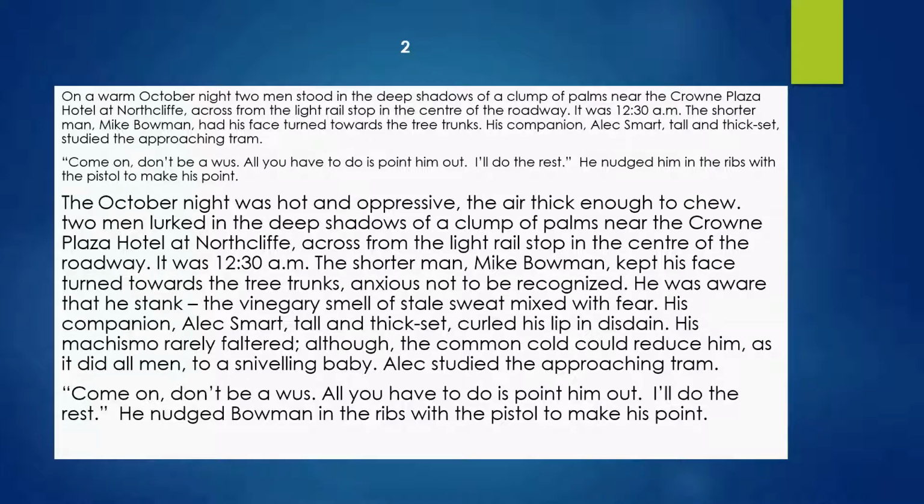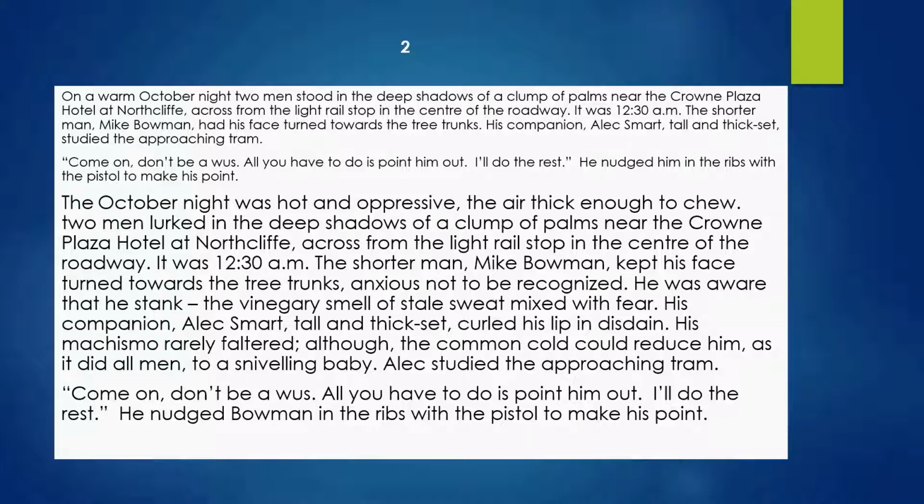His companion, Alec Smart, tall and thick-set, curled his lip in disdain. His machismo rarely faltered, although the common cold could reduce him, as it did all men, to a snivelling baby. Alec studied the approaching tram. "Come on, don't be a wuss. All you have to do is point him out. I'll do the rest." He nudged Bowman in the ribs with the pistol to make his point.